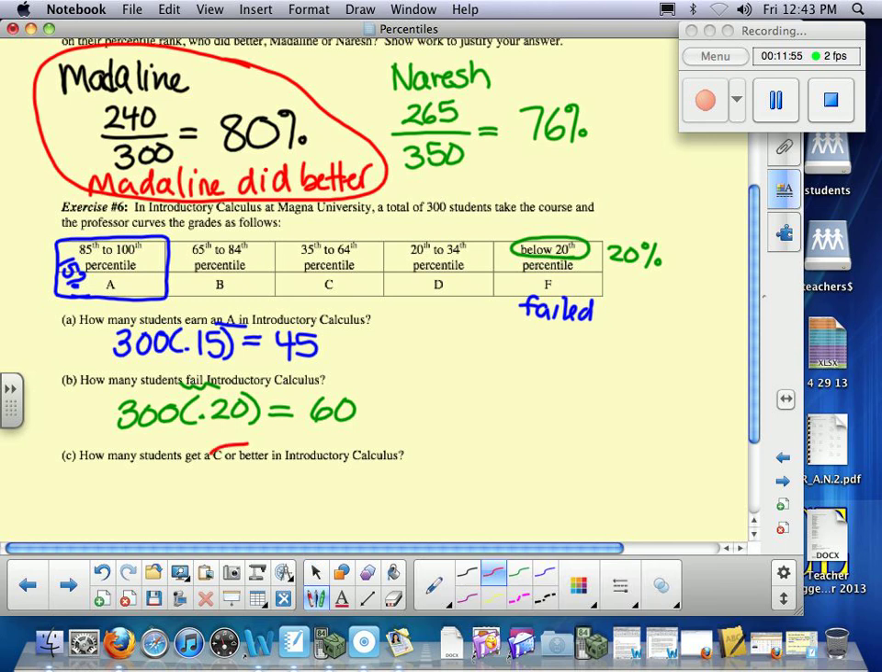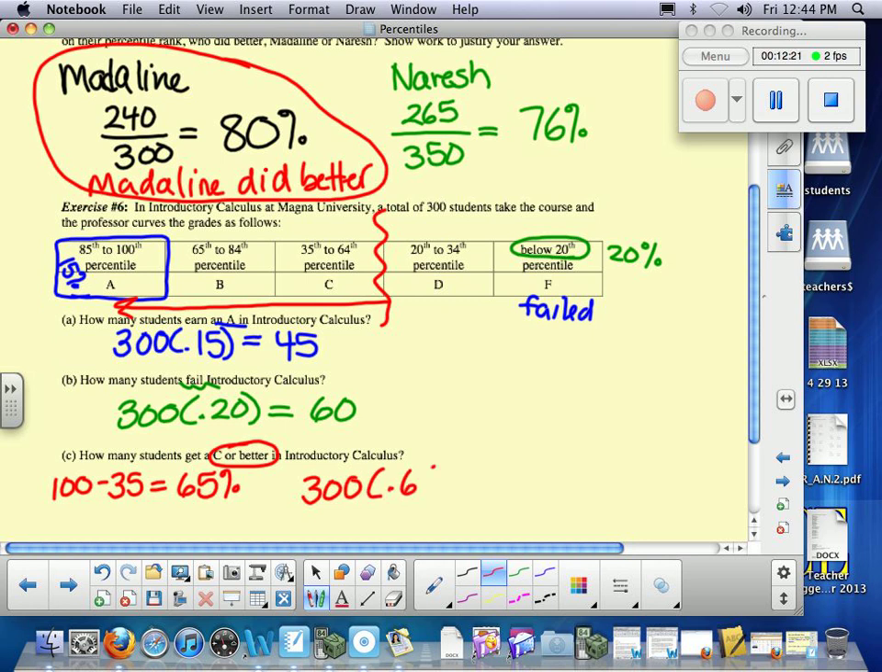How many students get a C or better? So that includes A, B, and C. Correct. We're from there up, so it's 35. Okay? So we need to do the 100 minus the 35%. So 65% of the class is going to be a C or better. Oh, 195. Sound right to you? Yep. More than half the kids have gotten a C or better.